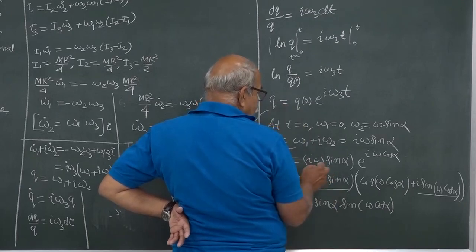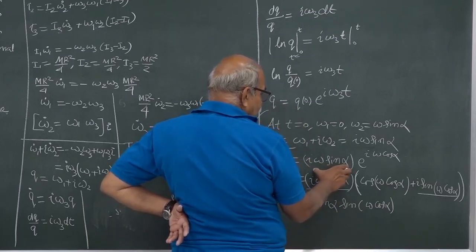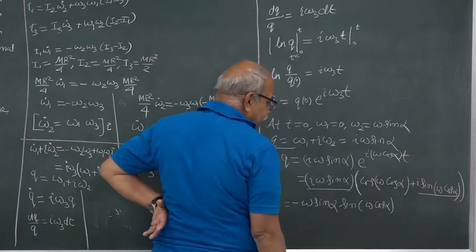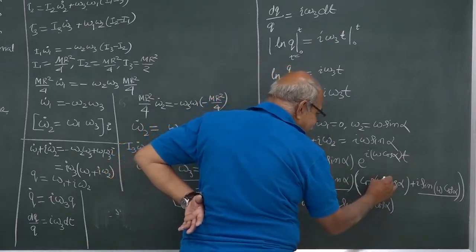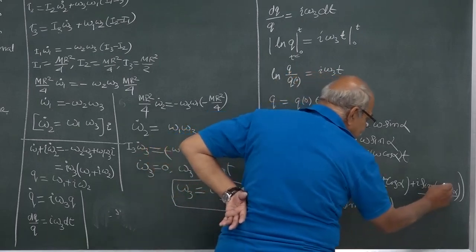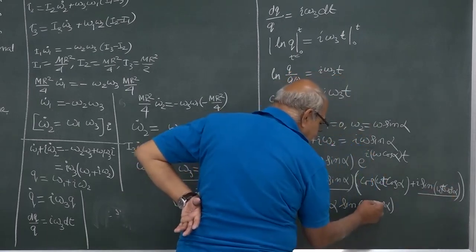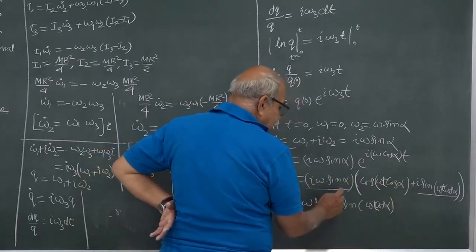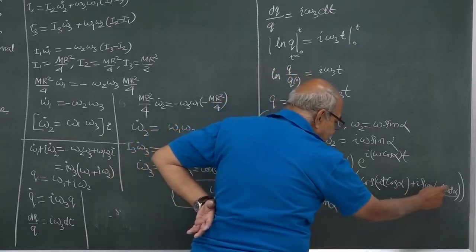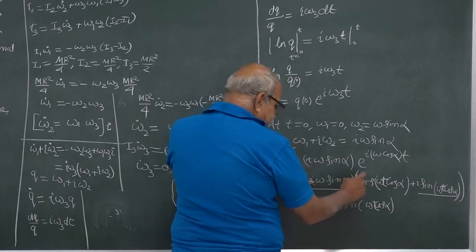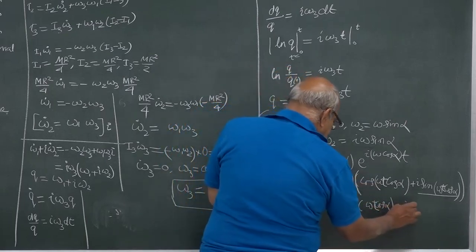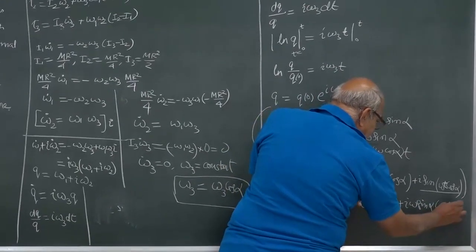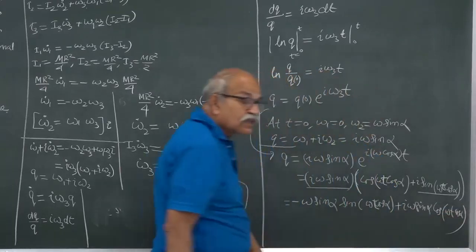So, q is equal to q at time 0 times e to the power i omega 3 t. So, it is omega t cos alpha here and omega t cos alpha, good. So, omega t cos alpha is this, minus omega sine alpha times sine of omega t cos alpha. And then this multiplied by this is plus i omega sine alpha multiplied by cos of that same thing, omega t cos alpha. Okay.